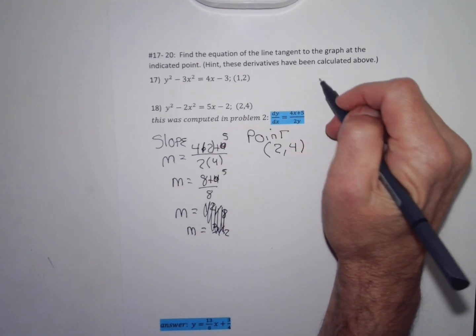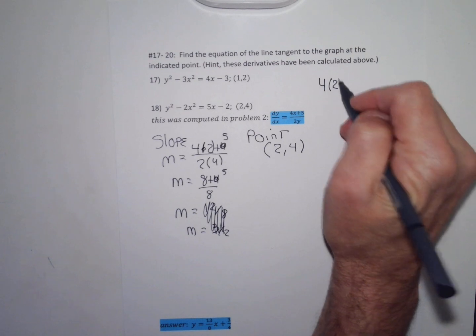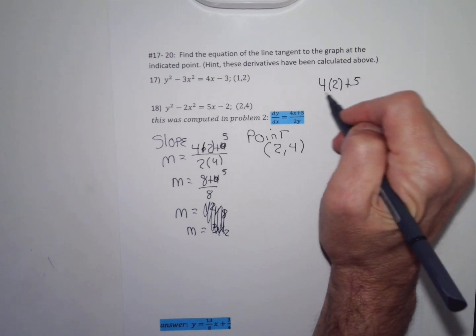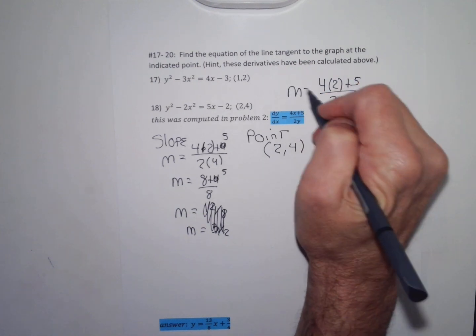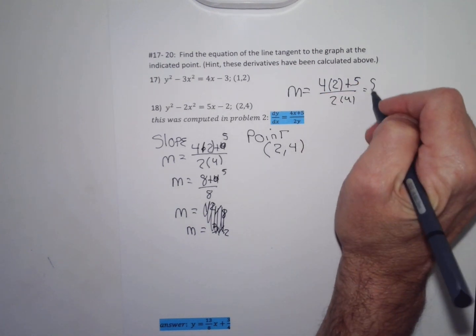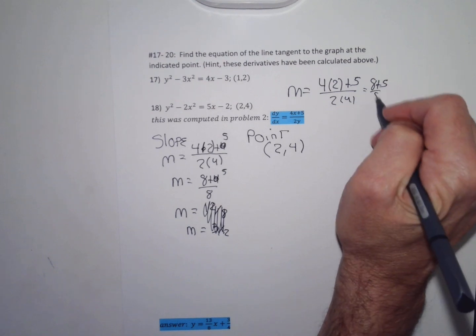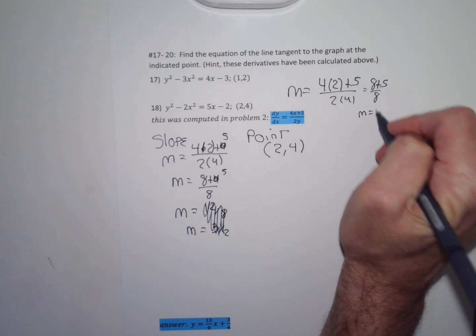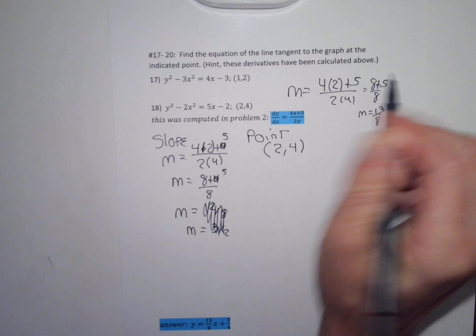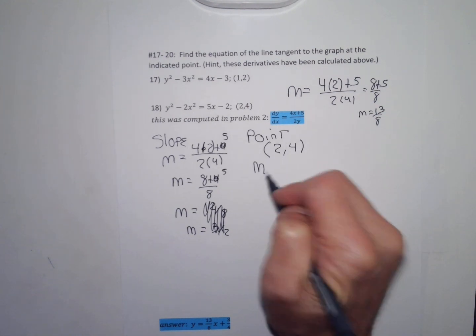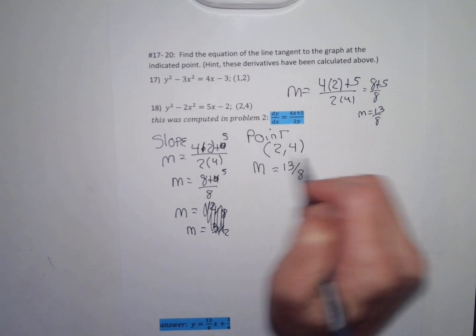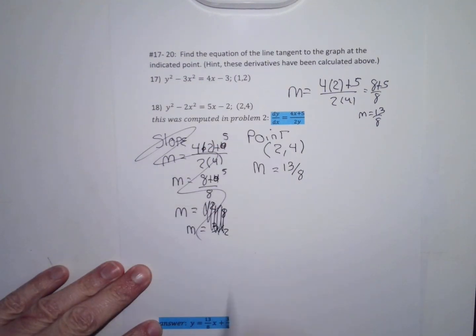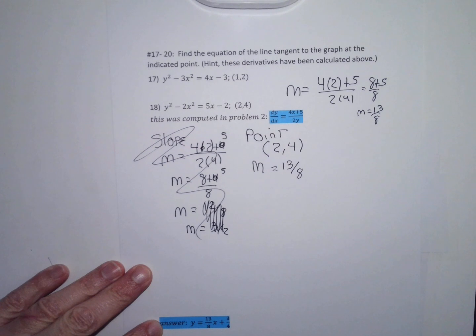So I'm supposed to do 4 times 2 plus 5 over 2 times 4 for the slope. And that's going to be 8 plus 5 over 8. My slope is supposed to be 13 over 8. I have the answer written off screen, so that these stupid mistakes that I make aren't permanently on my work. So now I have everything I need other than this ugly math.